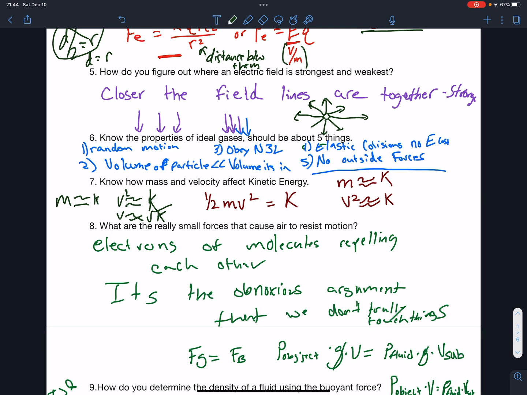If I double the mass and double the velocity, the mass is going to double it, the velocity is going to quadruple it because 2 squared is 4, and so you'd end up with 8 times the kinetic energy.